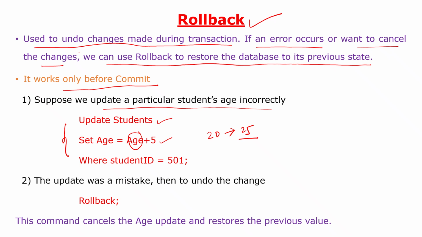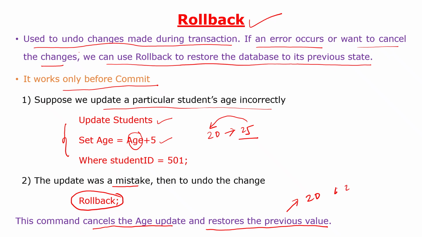So if you run this query, now the age of student 501 is updated to 25. But later we found that this was a mistake. In order to restore the age from 25 to 20, we can run the rollback command. This rollback command cancels the age update and restores the previous value. That is, it is restored to 20, not 25. So this is about rollback.